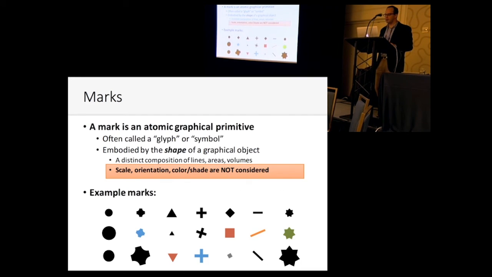The second visual variable is the notion of a mark, which is an atomic graphical primitive, often called a glyph or a symbol, and it is the shape of the thing that you draw. It's separate from the scale, its orientation, or its color, just the shape. So here you see a bunch of different marks. Each column is a different mark. You see circles, triangles, squares, independent of their orientation and color.